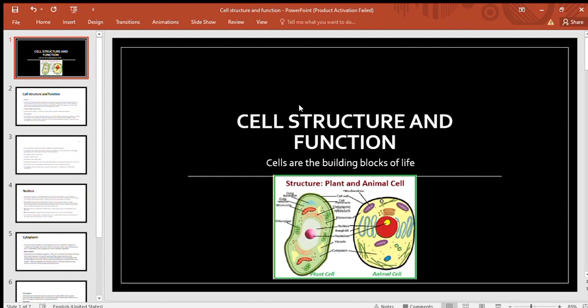Our today's lesson is about cell structure and its function. In this lesson, we discuss some of the cell organelles and their functions. Let's start with the cell. What is a cell? Cells are the building blocks of life. These are the basic unit of life.